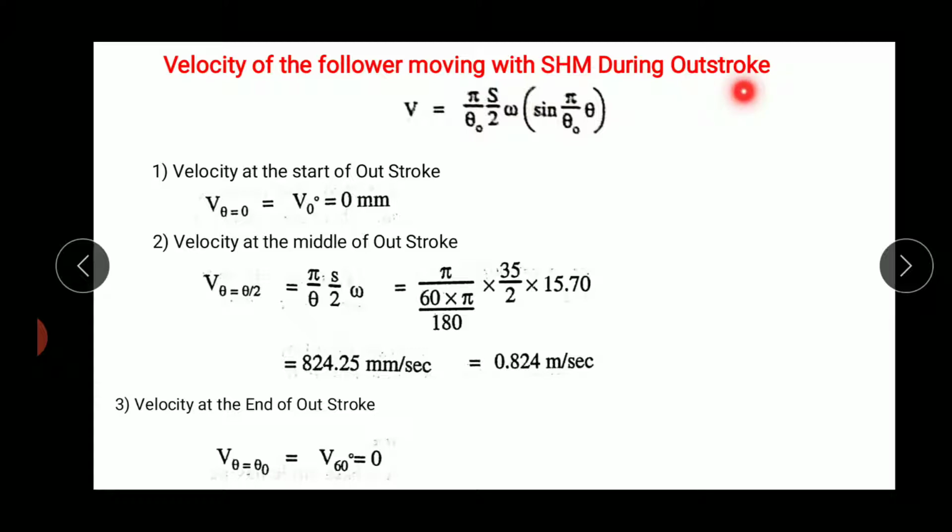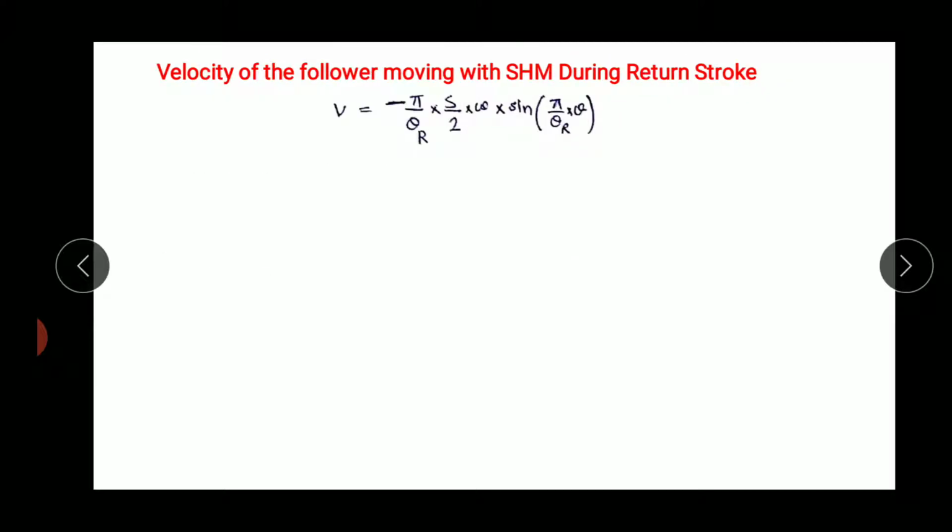So if it is out stroke, then the next part is return stroke. Velocity of the follower moving with simple harmonic motion during return stroke. The only difference between out stroke and return stroke is theta o becomes theta r and the positive sign becomes negative sign, because if you take the velocity during out stroke as positive, then during return stroke it will be considered as negative, because velocity is a vector quantity. It only indicates the direction. Out stroke is outward direction, so return stroke is return direction. That's why the minus sign indicates only the direction here.